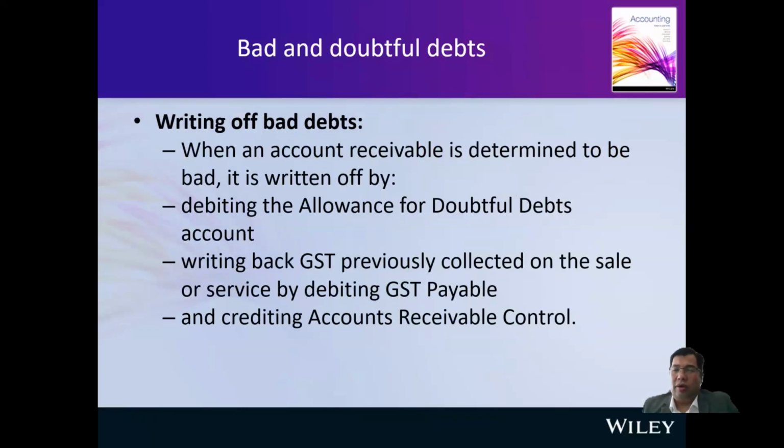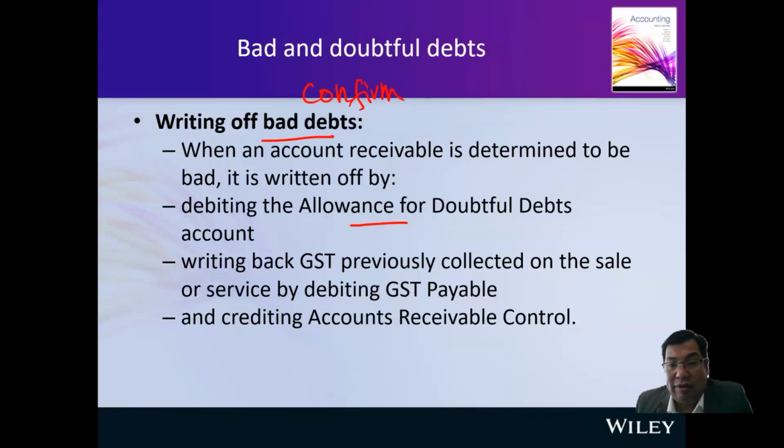So how are we going to write off bad debts? When an account receivable is determined to be bad debt, we need to write off the amount from our accounts. So how are you going to do that? You're going to debit your allowance for doubtful debt account. This is when bad debts are confirmed.